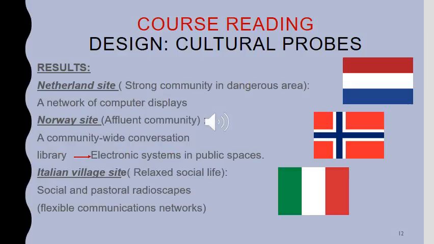As for the results, analyzing the gathered probing material, the designers came up with different suggestions for each site according to the analysis of the results of each group. For Netherlands, which is a strong community in a dangerous area, the suggestion was to build a network of computer displays with which the elderly could help inhabitants communicate their values and attitudes. In Norway, which is an affluent community, the suggestion was to lead a community-wide conversation about social issues sent from the library to electronic systems in public spaces.